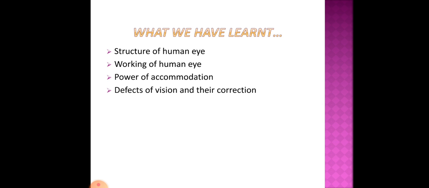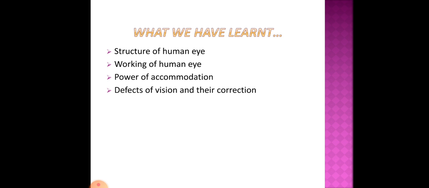So, in the last class, we discussed the structure of the human eye. There we saw the various parts of the human eye, like retina, cornea, etc. Then we discussed the working of the human eye, how our eye helps us to see objects. Then we discussed the power of accommodation. Power of accommodation is the ability of the eye lens to focus near and distant objects. Then we discussed the defects of vision and their correction.